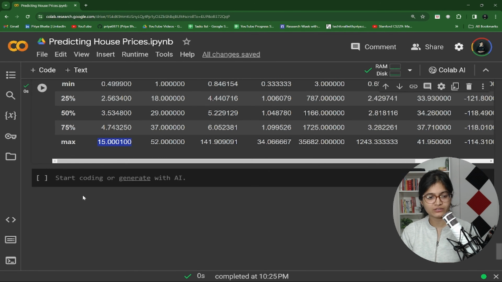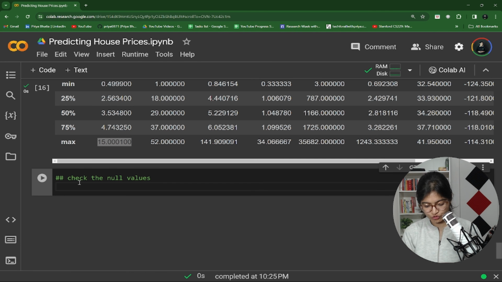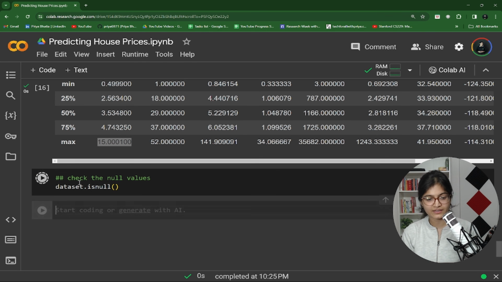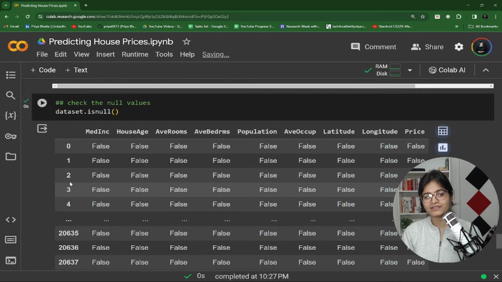Now, let's move ahead. After this description, let's say I want to check the null values. Although we have checked it already, what is the command to check it? You can say dataset.isnull. Now isnull is a Boolean function. If I simply run this, what you will observe is that it gives the answer as either true or false, which indicates that if a null or missing value is there, it will say true, otherwise it will say false.